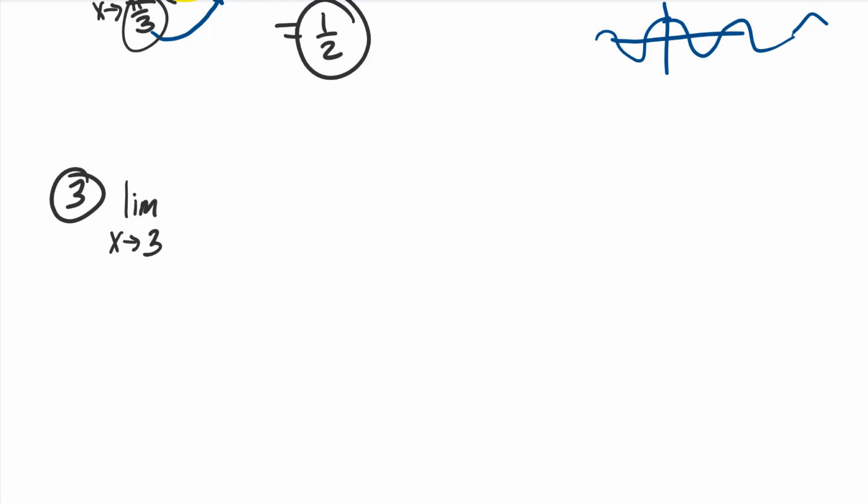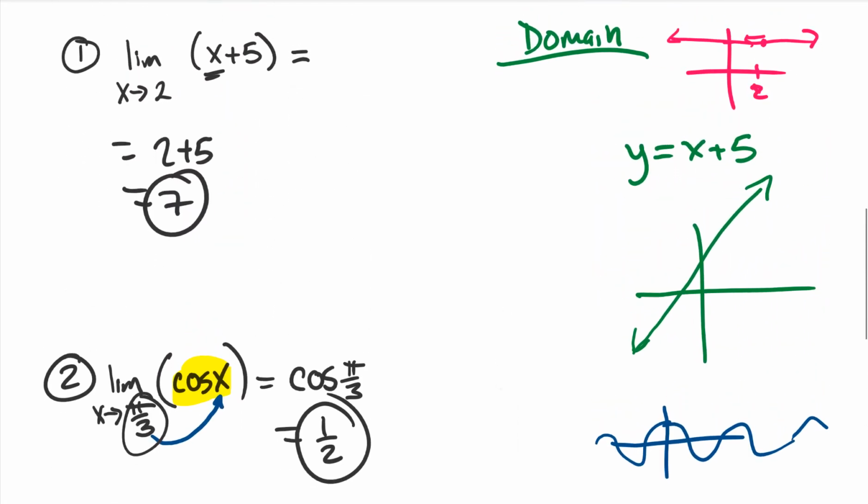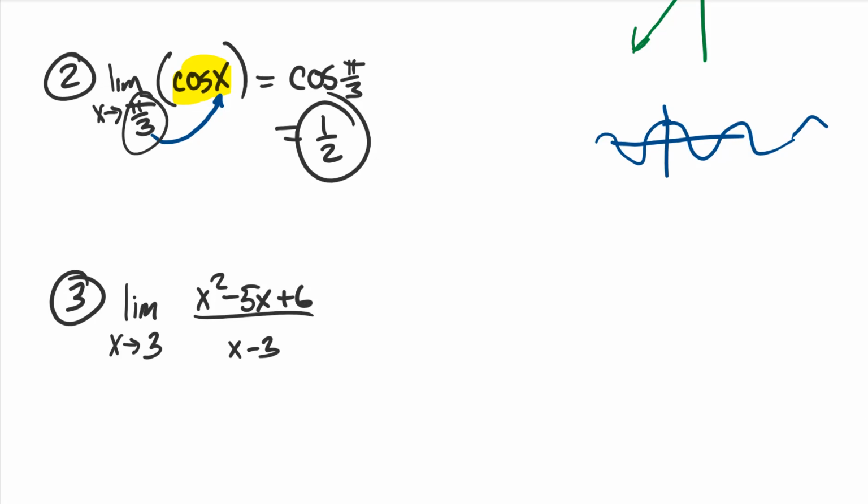Let's make it x squared minus 5x plus 6, and let's put that thing over x minus 3. Cool. This should be your first step. Back up here, you see problem 1 and 2. First step, take this number and plug it in for all your values of x and just see what happens.